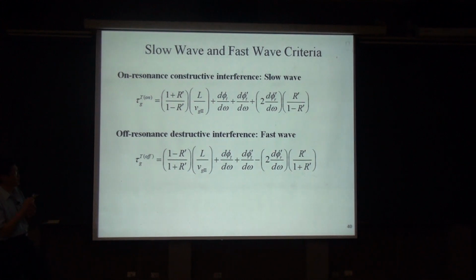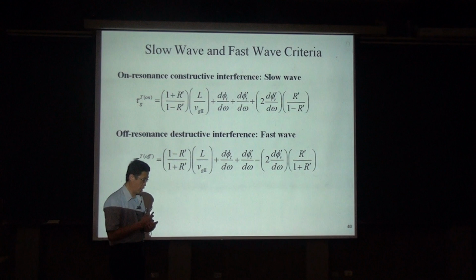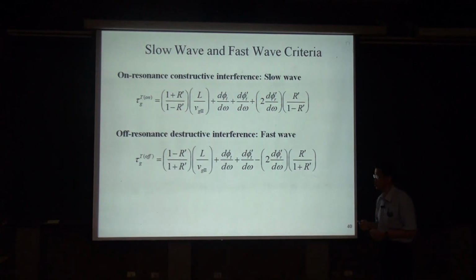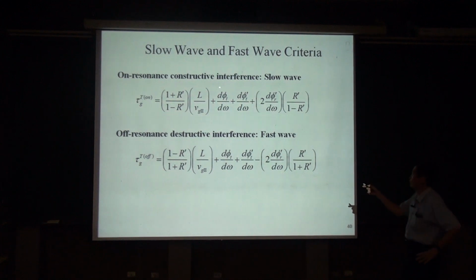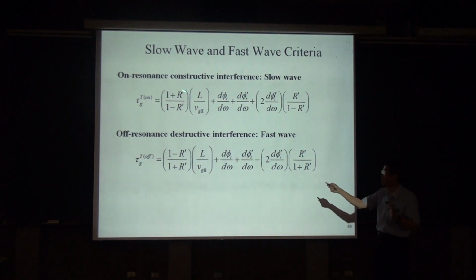Okay, let's consider two cases. One is phase wave, the other is slow wave. What is the difference? When it's a slow wave, it's a constructive interference. It's a resonance cavity effect in between. So it's a resonance.